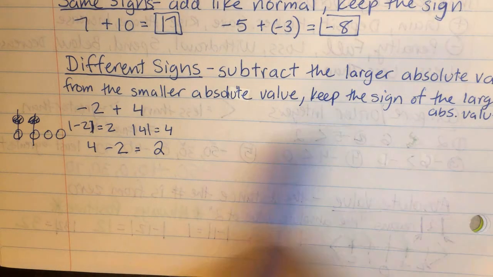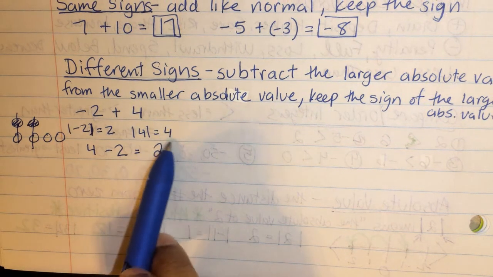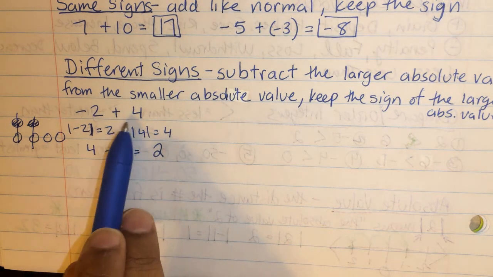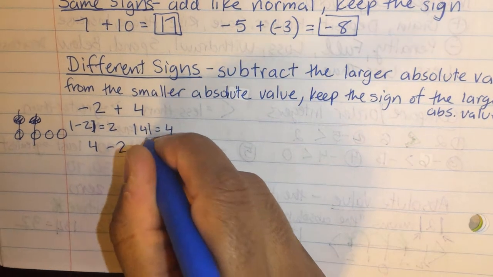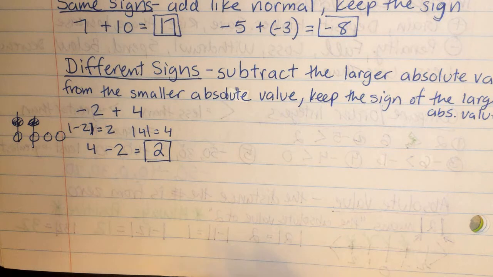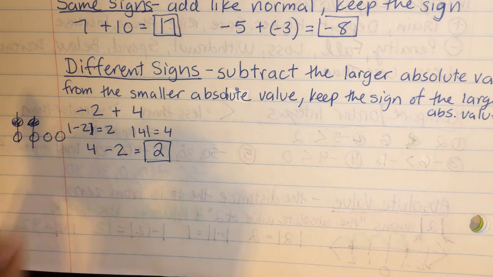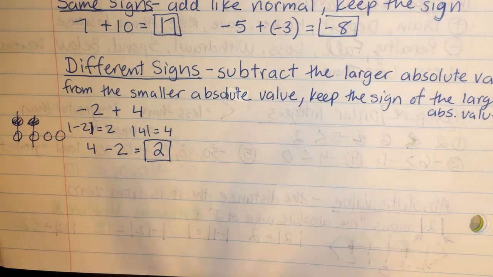Now it says keep the sign of the larger absolute value. So Abby, you said my largest one was 4. Originally, was that a positive 4 or a negative 4? Positive 4. So my answer is going to stay positive 2. The reason is, if you look at my counters, we have more positives than negatives. Whatever we have more of, my answer is going to be that sign. If I had more negatives, my answer would be negative. So that's just something to think about.